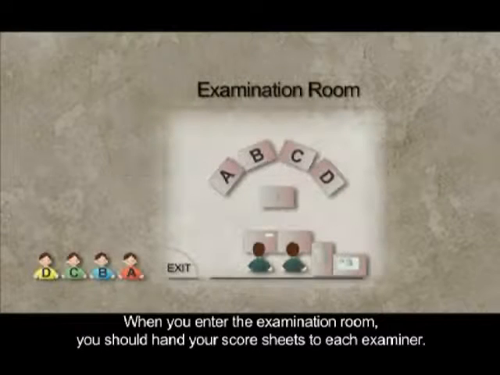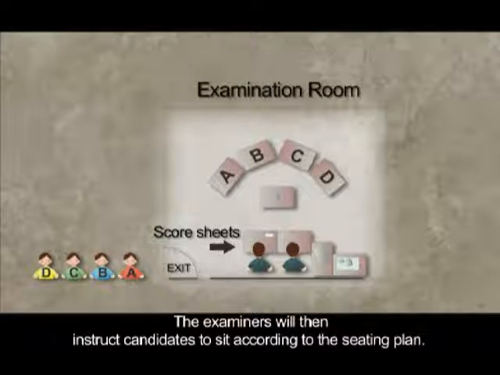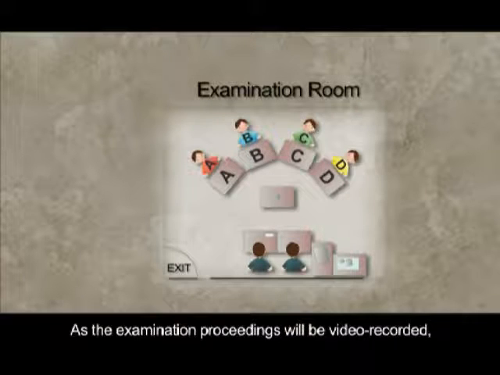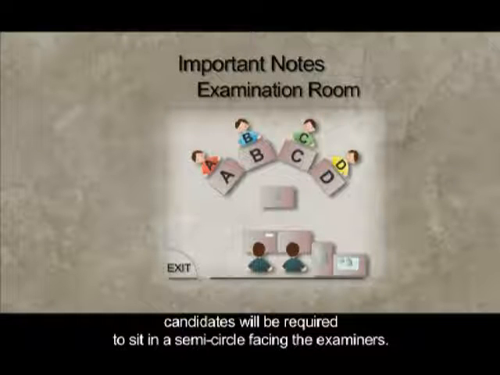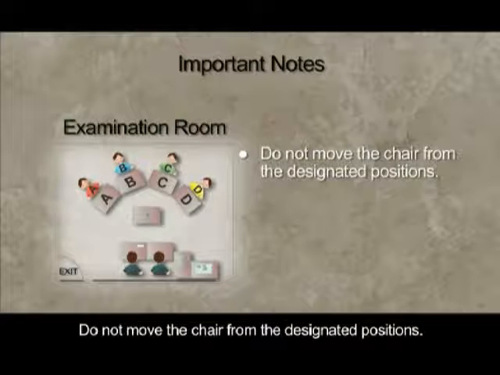When you enter the examination room, you should hand your score sheets to each examiner. The examiners will then instruct candidates to sit according to the seating plan. As the examination proceedings will be video recorded, candidates will be required to sit in a semicircle facing the examiners. Do not move the chair from the designated positions.